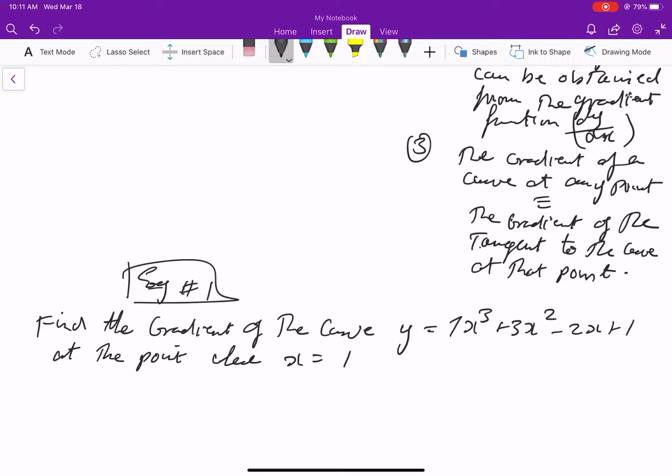If we needed the gradient of the curve at the point where x is equal to 1, the first thing we need to find would be the gradient function dy dx. Now, the last tutorial taught us how to differentiate polynomial functions, so at this point we should be okay with that. dy dx, the gradient function, is equal to 3 times 7 is 21x squared plus 2 times 3 is 6x. The minus, the one that comes down, 1 times 2 is 2. It should be a minus.